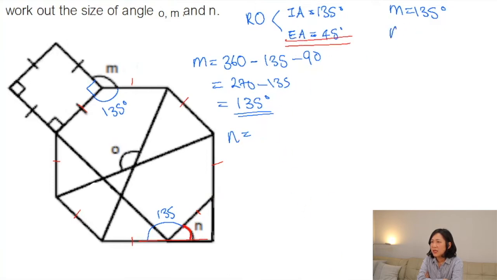Now it's time to solve the angle O. Angle O. Since this is an octagon, we can see two diagonal lines, right? Then we know that these are the lines of symmetry. Shall we draw more lines of symmetry? Connecting the diagonals, so draw the diagonals.